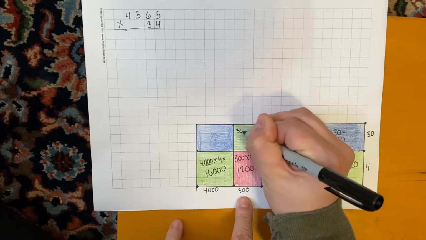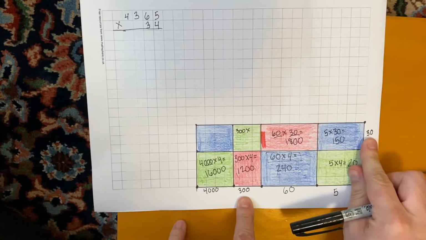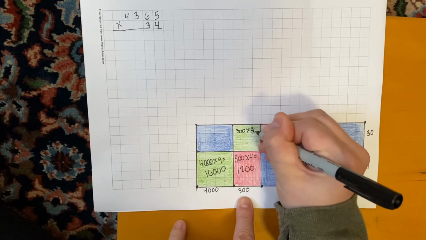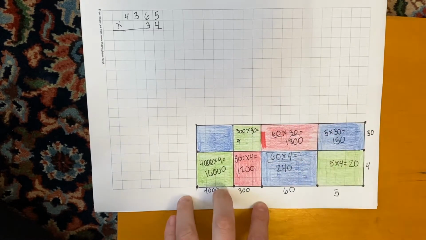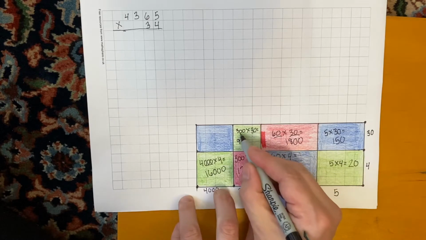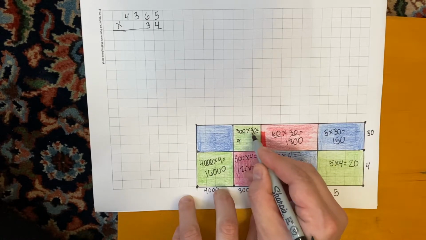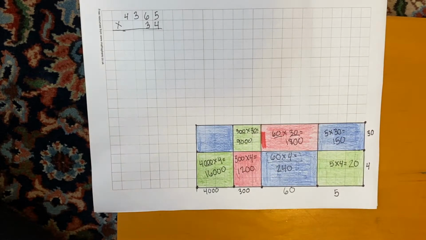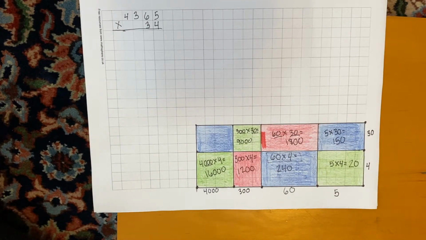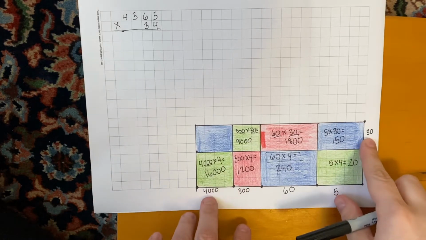300 times 30. So 3 times 3 is 9. And how many zeros do we need to add now? 1, 2, 3. So 300 times 30 equals 9,000. And now we'll go to our last one.